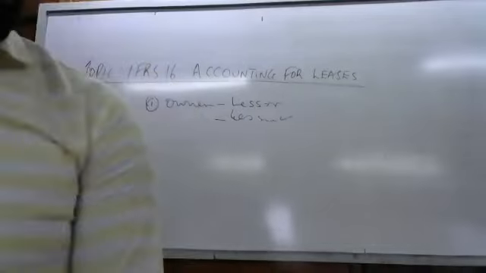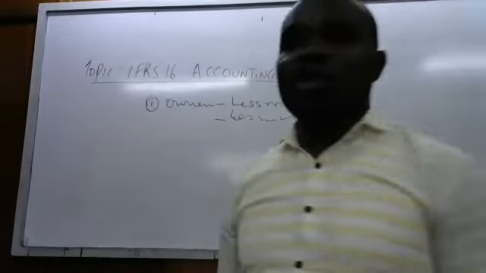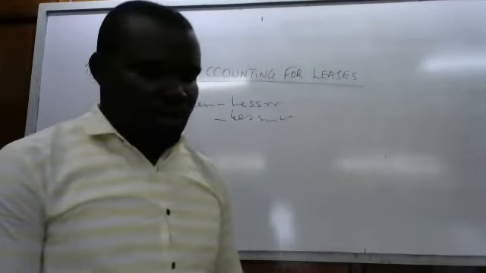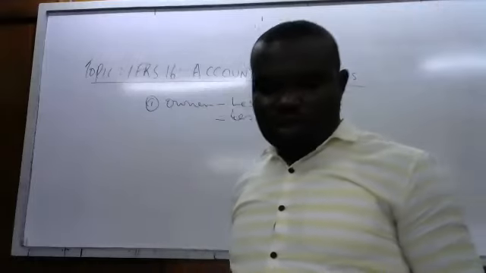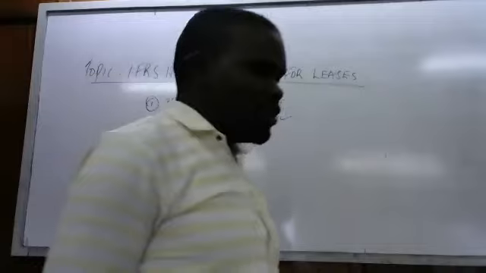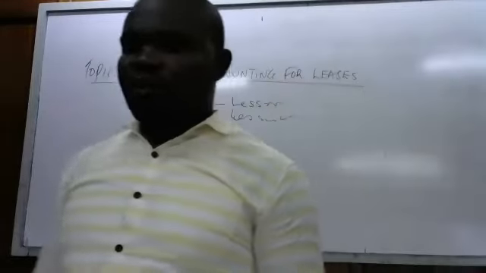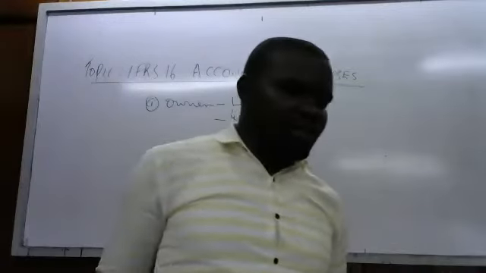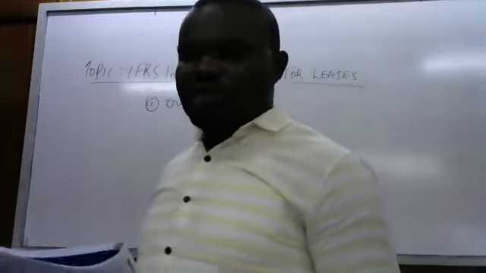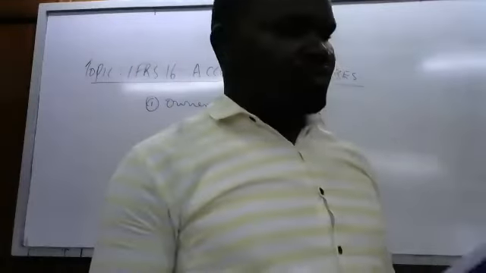Now is done. So leases, the way I've said, it is borrowed from section 3. It was not here before. So a lease is an agreement where one party, who is the lessor here, conveys to the lessee in return for payment or series of payments the right to use an asset for an agreed period of time.